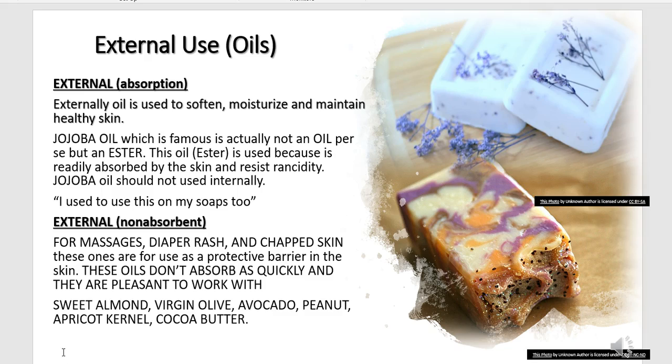Jojoba oil, which is famous and actually not an oil per se, but an ester, is also used in some of these formulations. As you can see, we're talking about soaps. This oil ester is used because it's readily absorbed by the skin and resists rancidity. Jojoba oil should not be used internally.